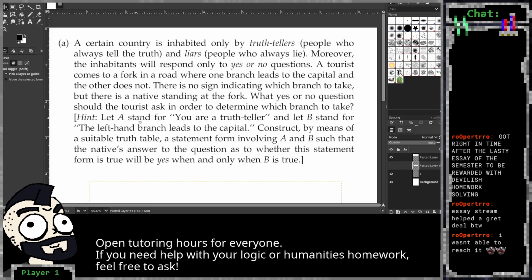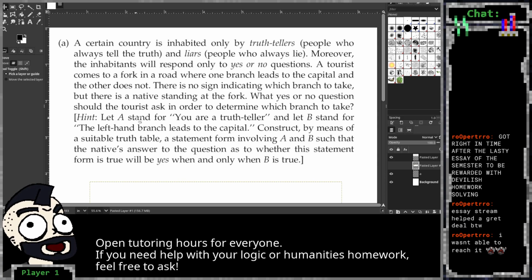And you have to engineer a question that can be answered only with yes or no, such that no matter which type of person is answering, they will give you enough information to know which of the branches is the correct one. The correct one being the one that leads to the capital. Hints. Let A, or any other propositional letter, stand for "you are a truth teller." And let B stand for "the left-hand branch leads to the capital." Whether it's left or right, it's irrelevant. It's just select one of the two.